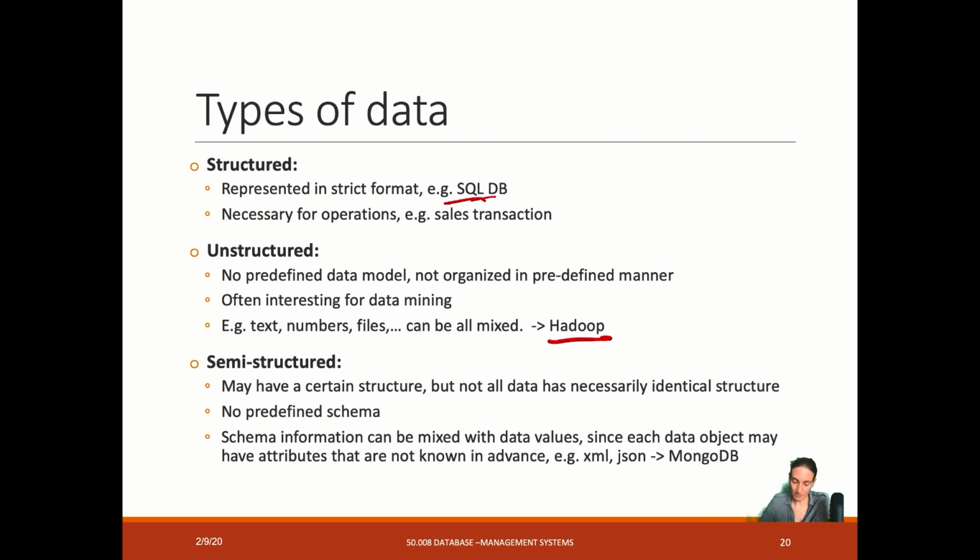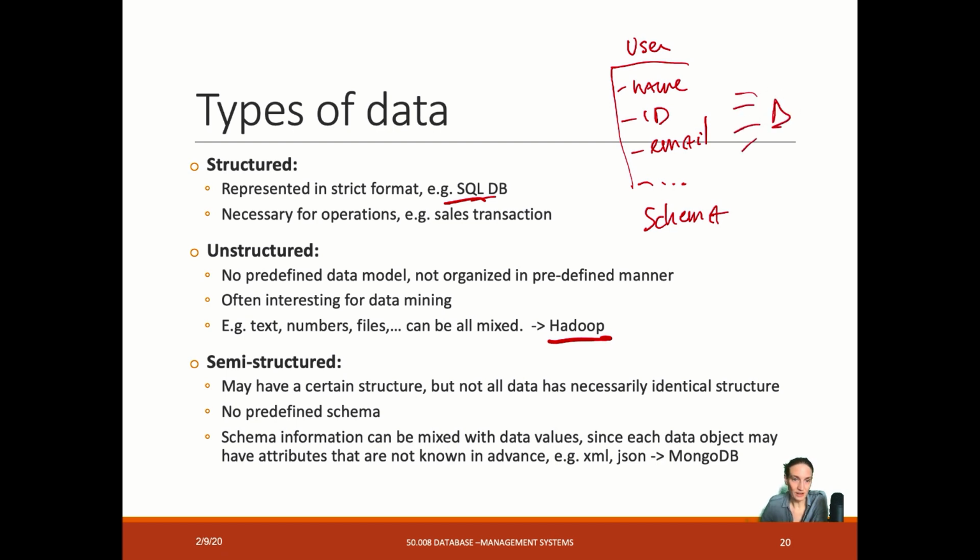Database schema is what we refer to in SQL if you have a table, let's say user, then for each user you have a name, ID, email, etc. The definition of how your data is going to look is what we call a schema. So in semi-structured data, these attributes might vary depending on your instance. In this case, you're thinking of XML or JSON files, which have descriptors for each attribute, so it can be different each time, and which can typically be stored in something like MongoDB.